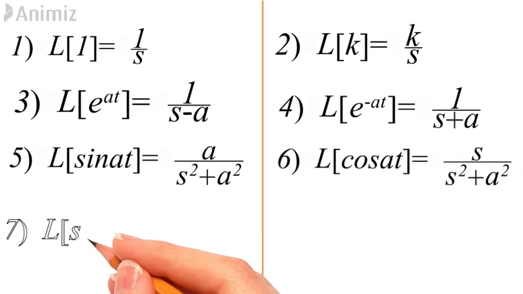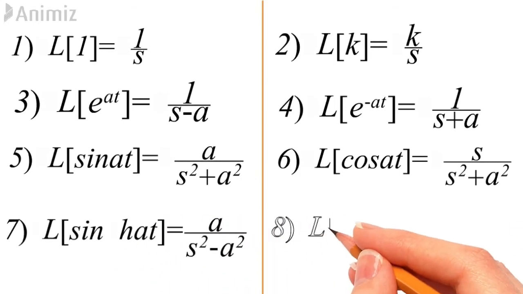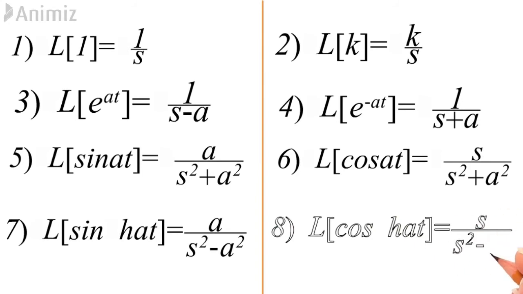Seventh one, Laplace of sin h at is a upon s square minus a square. Eighth one, Laplace of cos h at is s upon s square minus a square.